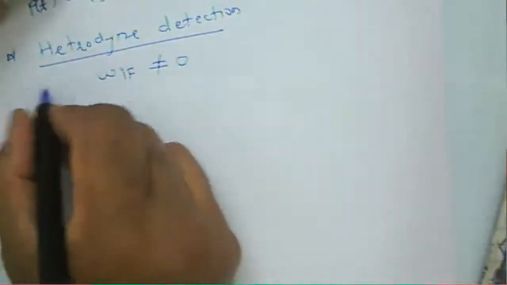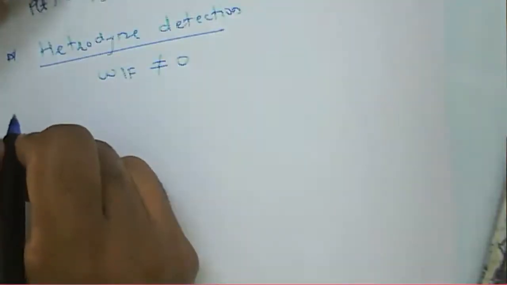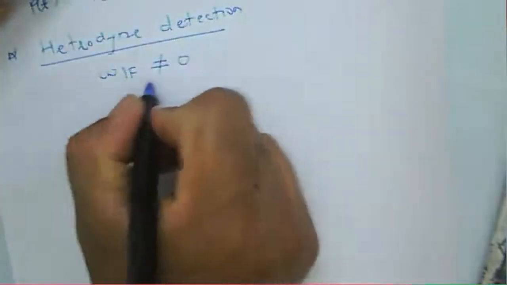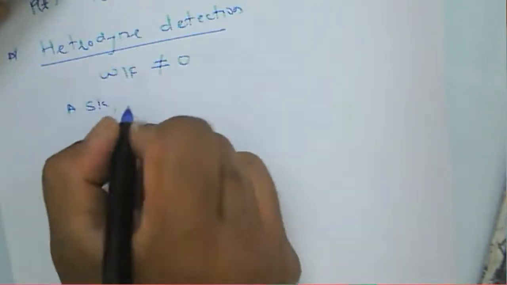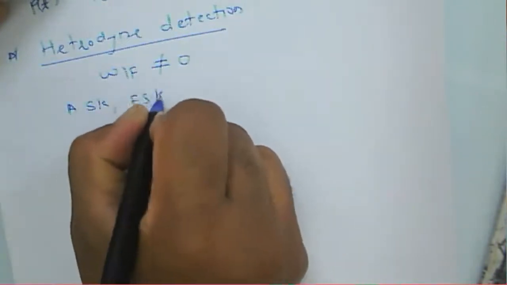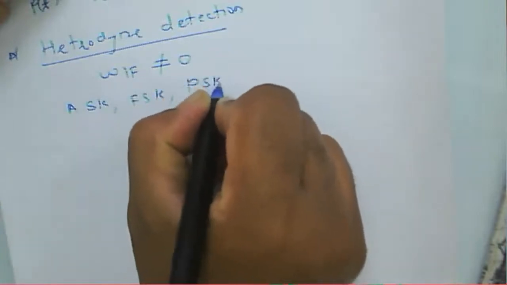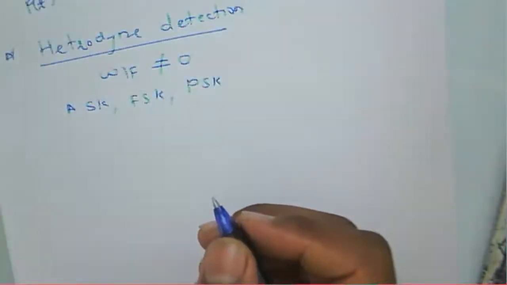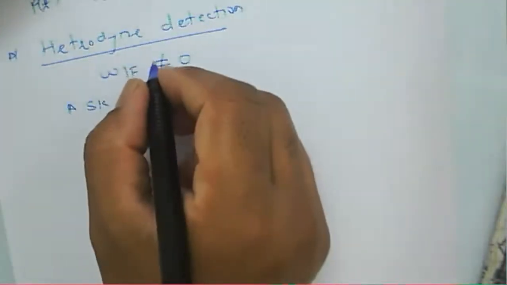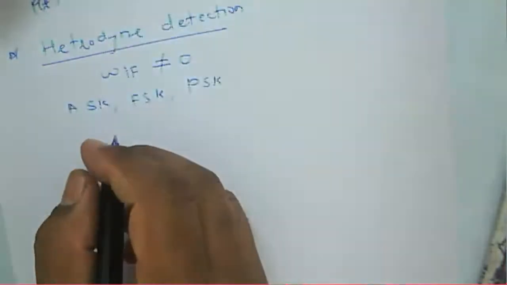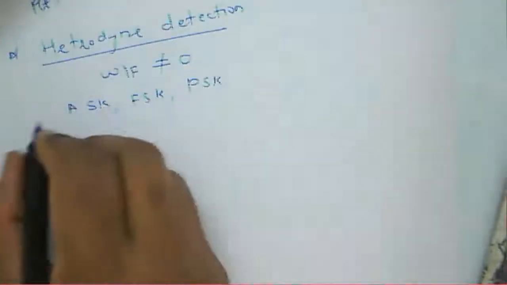So if we see, because W_IF is not equal to 0, we can use amplitude shift keying, we can use frequency shift keying, we can use phase shift keying. Okay, so these are about heterodyne detection. Now these are about the detection technique.